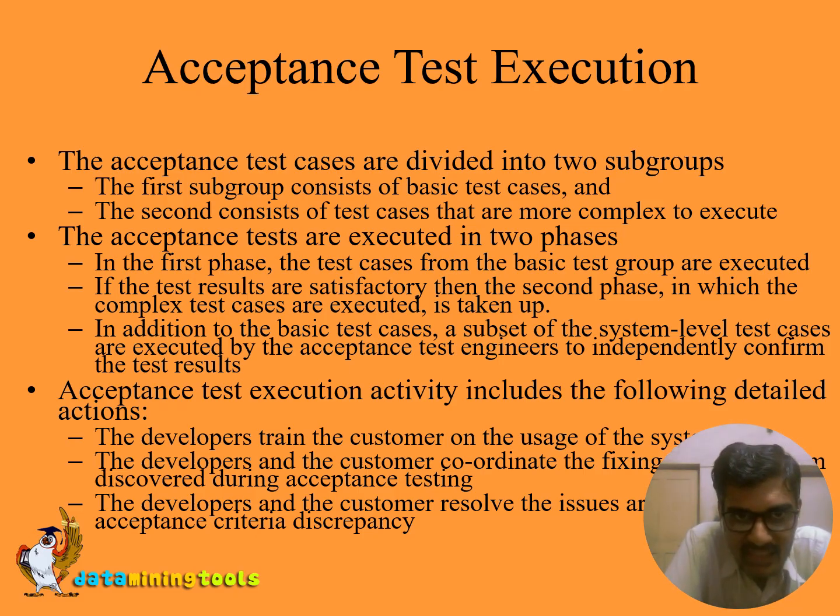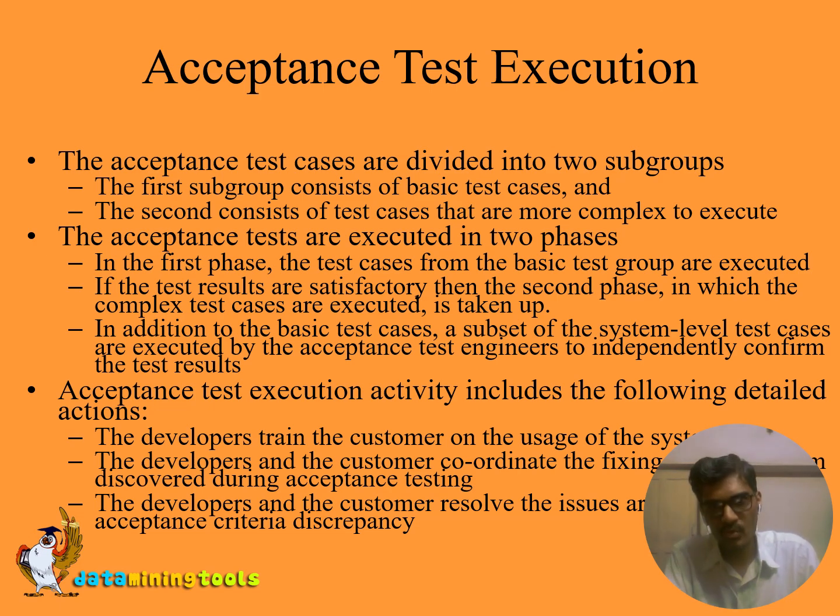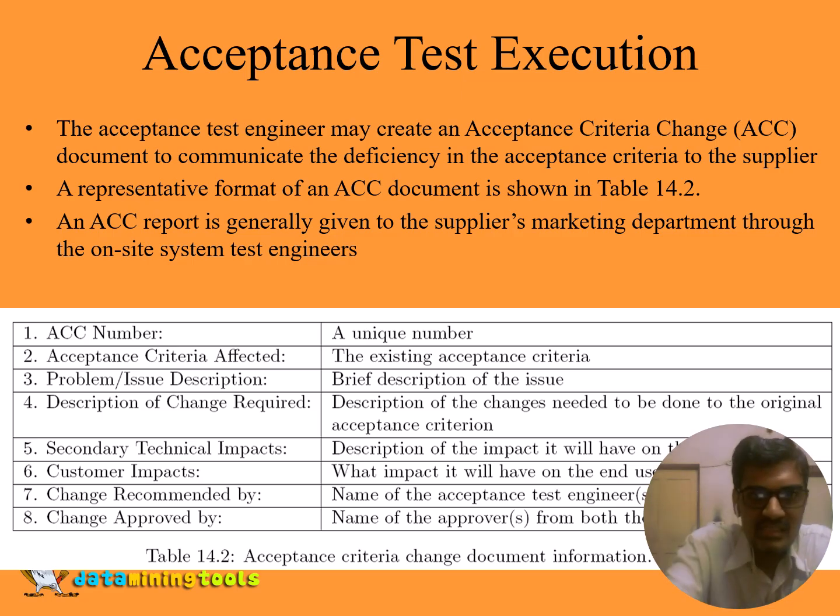Next, the acceptance tests are executed in two phases. In the first phase, the test cases from the basic test group are executed. If the test results are satisfactory, they'll go into the second phase of the complex testing criteria. Next, the acceptance test execution activity includes the following details. The developers train the customer on the usage of the system. We're not getting into that right now. It's just a basic thing that you will educate the user before you execute the test. So the people who are running the test are told how the system works, and then they execute it.